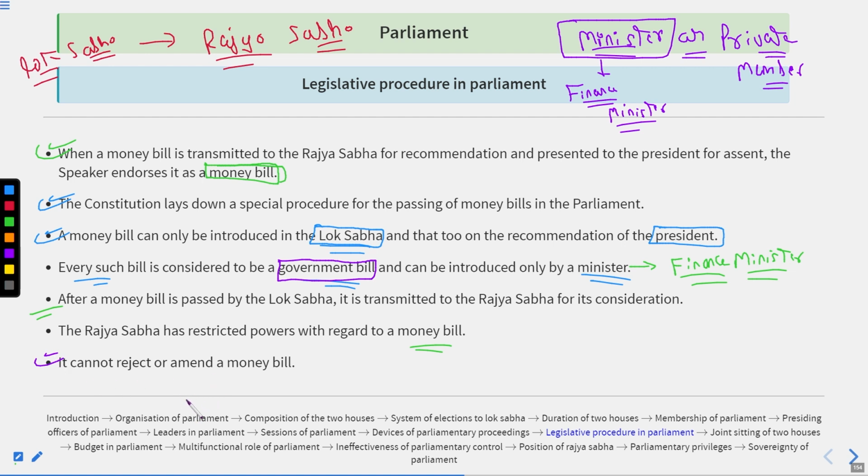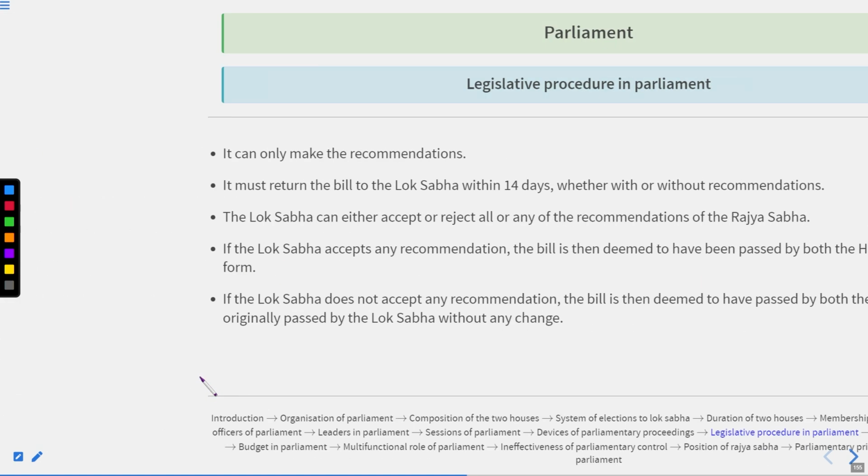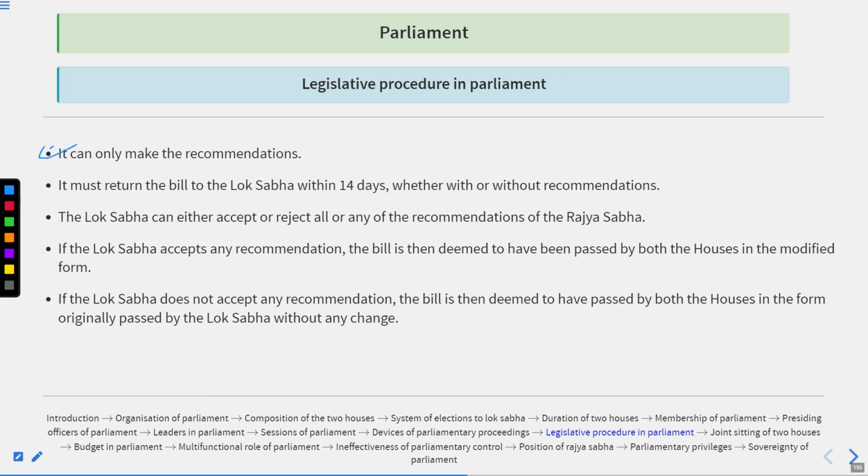Like in the ordinary cases, we have seen that if the Rajya Sabha wants, they could reject the bill, and if they want to change something, they could amend a bill. But here, the Rajya Sabha cannot reject the bill or amend a money bill. First thing. Thereafter, it can only make recommendations. Please remember that there is a difference between recommendations and amendments.